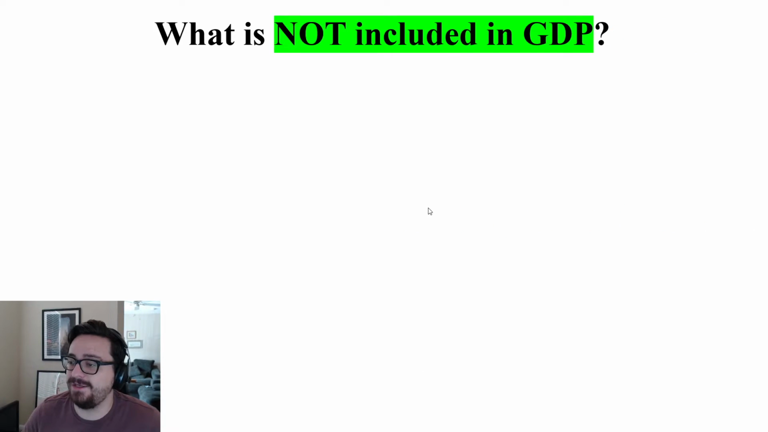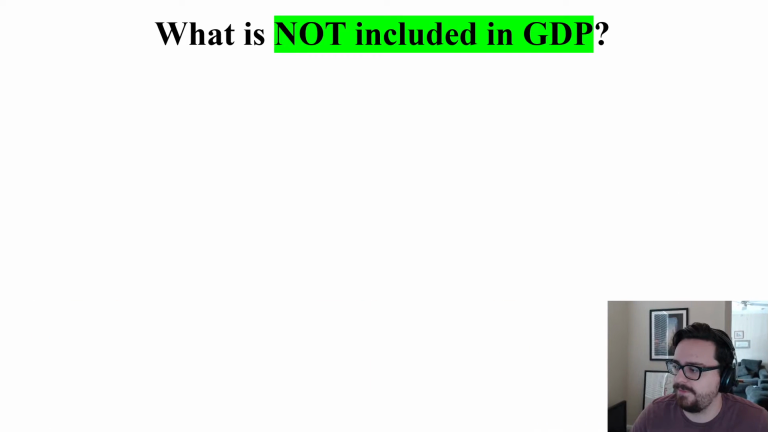So what is not included in GDP? What things don't show up? Let me move the camera back. This is important to keep track of. The AP exam loves to ask, hey, which of the following is not included in GDP? Or, hey, an increase in this would have what effect on GDP? And it's something that doesn't count, so it doesn't have any impact.